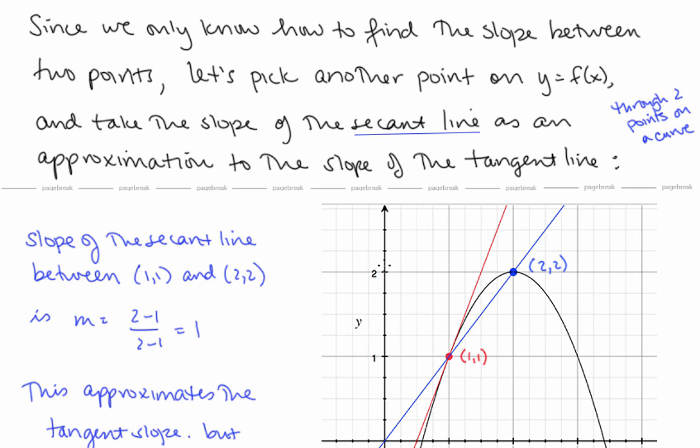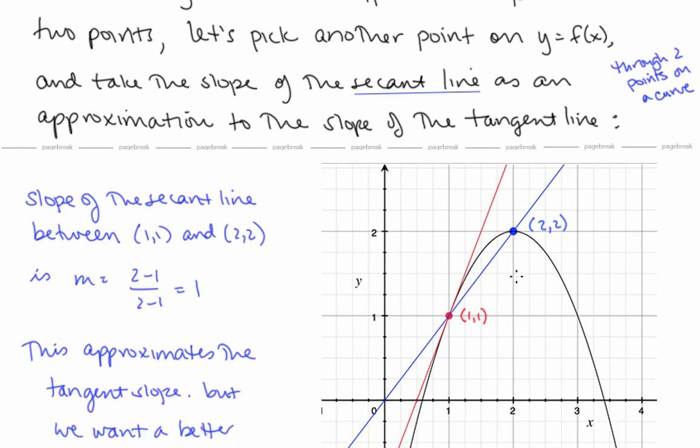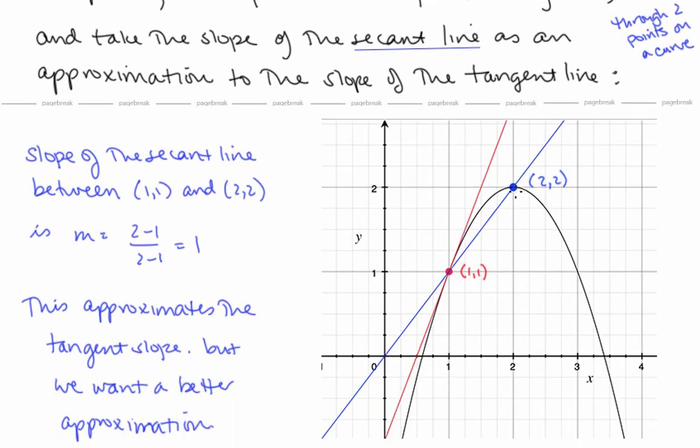Let's take a look at the secant line between the points 1, 1 and 2, 2. Notice that 2, 2 is another point on our function. It's on our parabola. And we're looking at the secant line. That's the line that goes through the curve through those 2 points. And let's take its slope as an approximation to the tangent line slope that we're looking for.